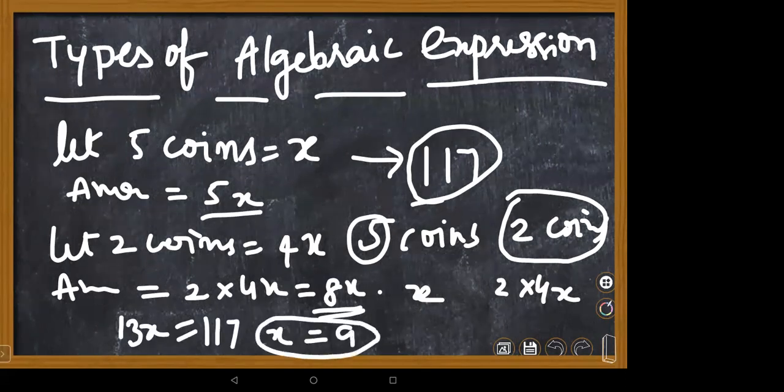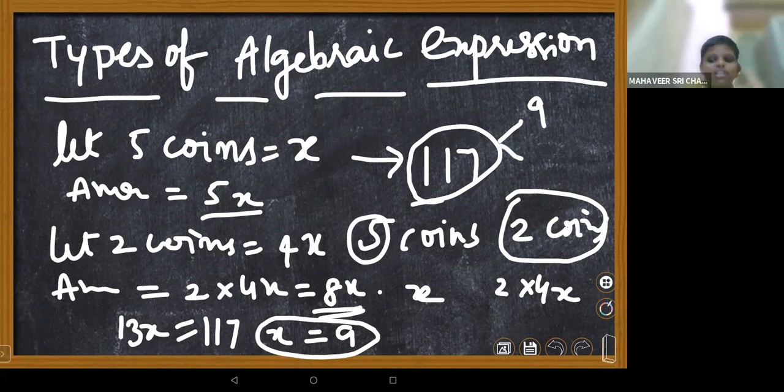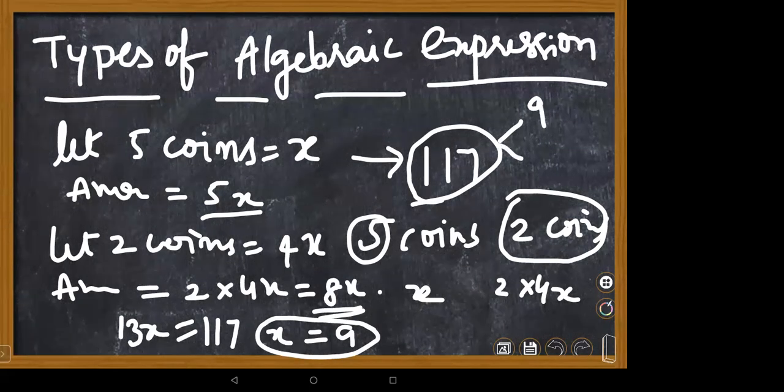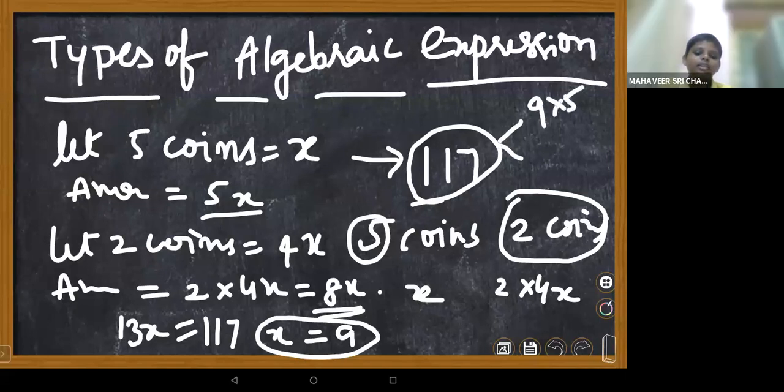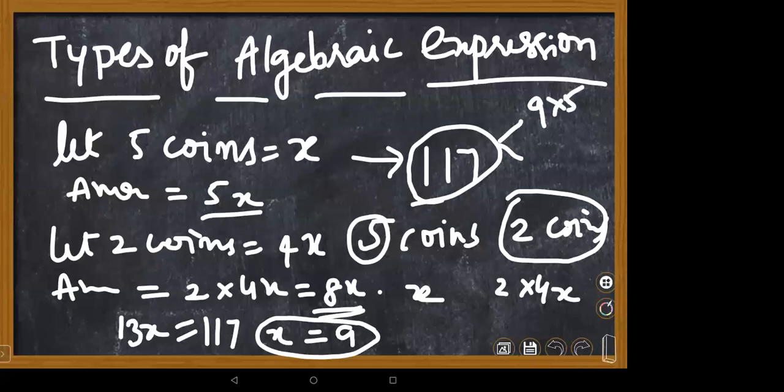So the x value 9 means you need to substitute: 9 5-rupee coins are there. Ma'am, then we have to do the 2 rupee coins. So 9 into 4 is 36 2-rupee coins are there, ma'am. 9 into 4, 36. 9 fives are 45.